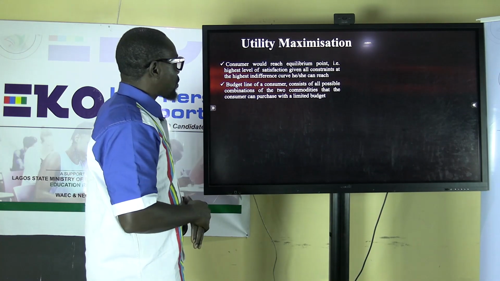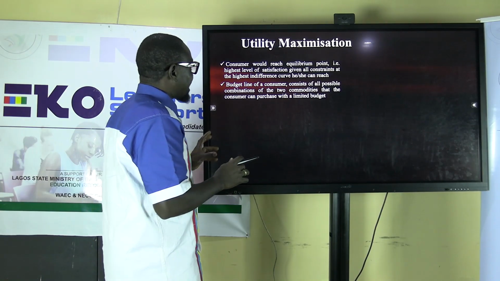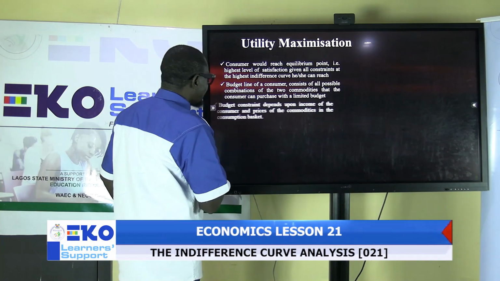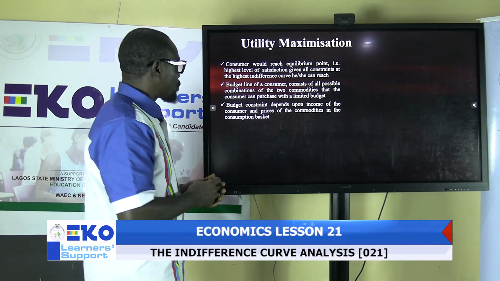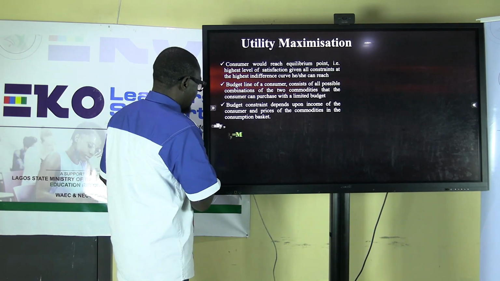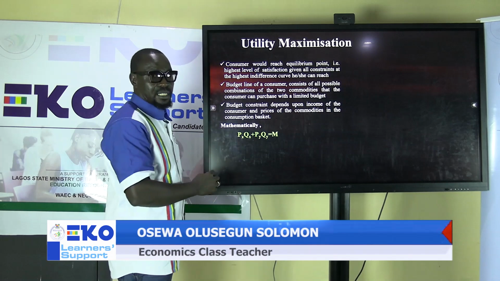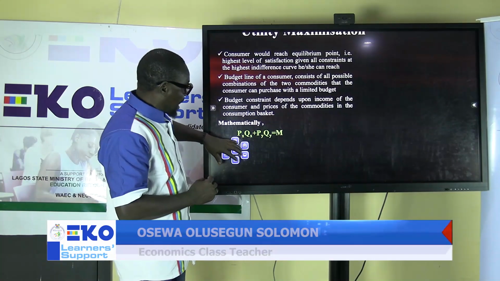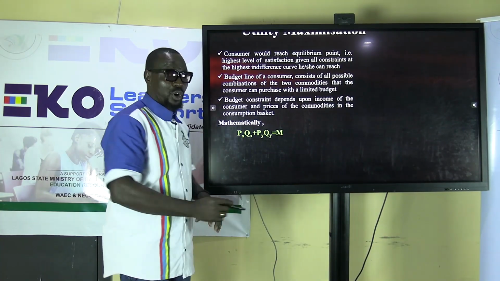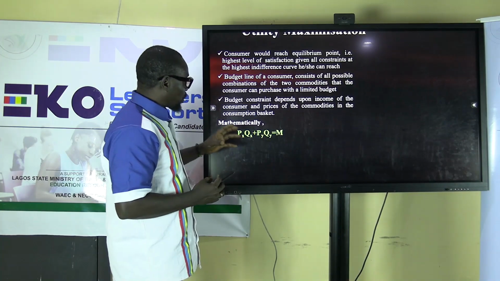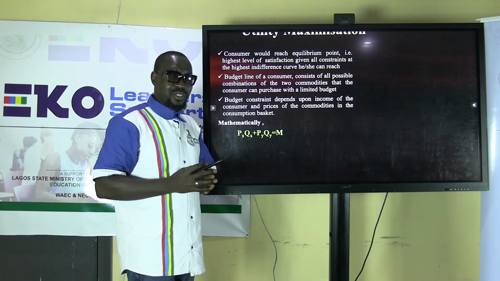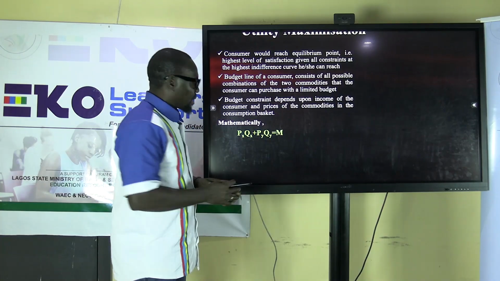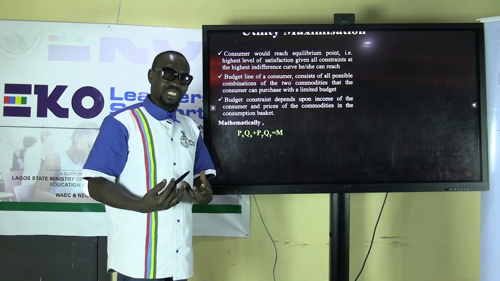So the budget line of a consumer consists of all possible combinations of the two commodities that the consumer can purchase with a limited budget. Okay, we'll see that shortly. Budget constraint depends on the income of the consumer and the prices of the commodities in the consumption basket, and mathematically is defined as the product of the price and quantity of commodity X, plus the product of the price and quantity of commodity Y, is equal to the income M, or what is also referred to as the budget constraint.